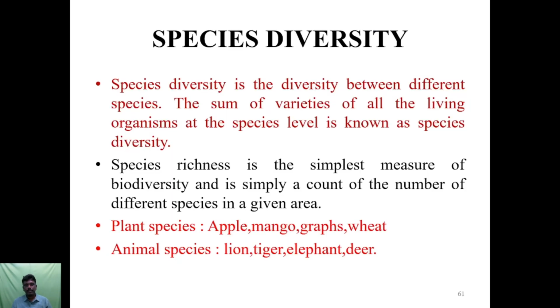The next type is species diversity. It is the diversity between different species. Sum of varieties of all the living organisms at the species level is known as species diversity. Species richness is the simplest measure of biodiversity and is simply a count of the number of different species in a given area. For example, plant species apple, mango, grapes, wheat, animal species lion, tiger, elephant, deer. These are all different species in a particular area.